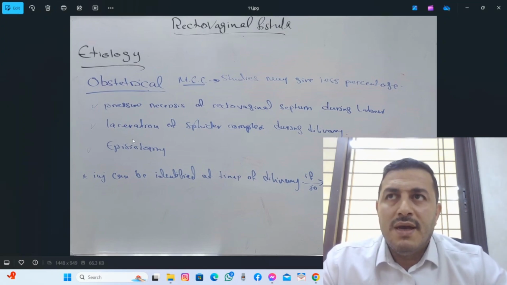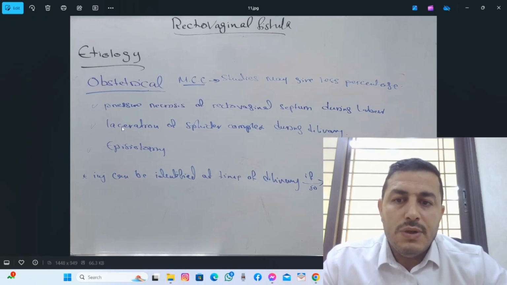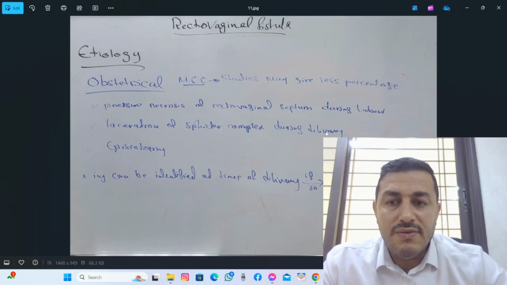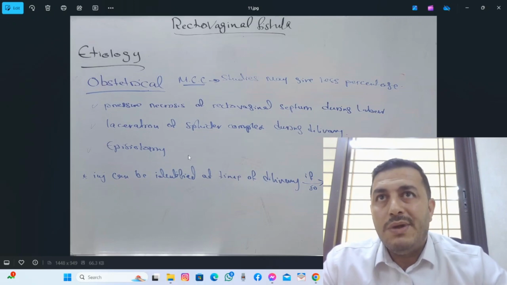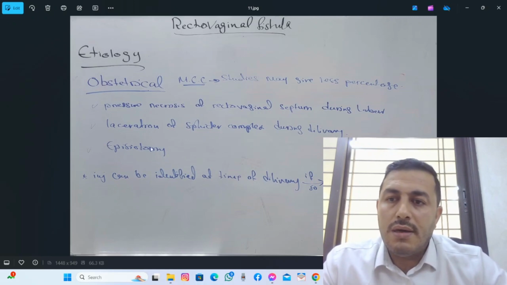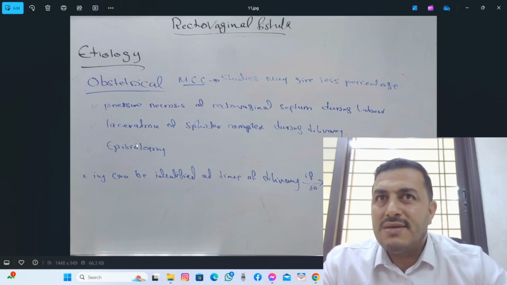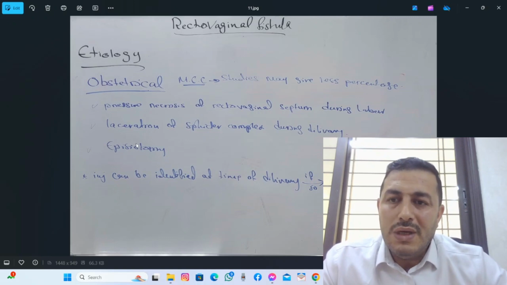First of all, we said if we have prolonged labor, so pressure necrosis to the rectovaginal septum, or it may be due to the laceration of the sphincter complex during delivery, or due to episiotomy, and maybe due to unrecognized rectal injury. Unrecognized rectal injury, here we are talking about not only childbirth, but maybe more advanced gynecological surgery.